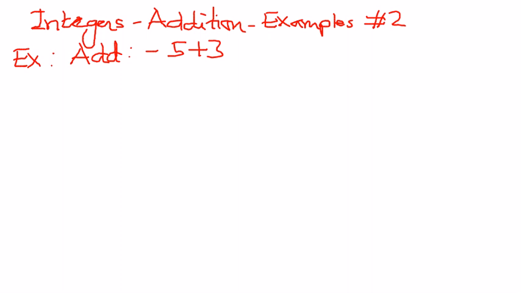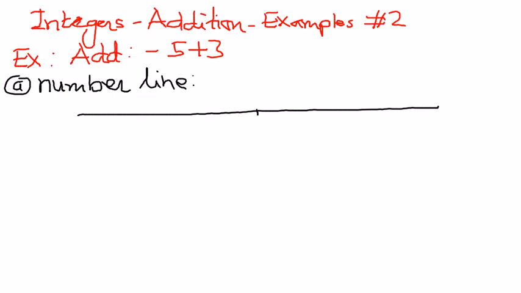So we're going to use the methods we were talking about. The first method we're going to use is the number line method. Using the number line method, we're going to draw the number line, and then identify where these points are. On the positive side we have positive numbers 1, 2, 3 and so on, and on the negative side we have negative 1, negative 2, negative 3, negative 4, negative 5, negative 6 and so on.